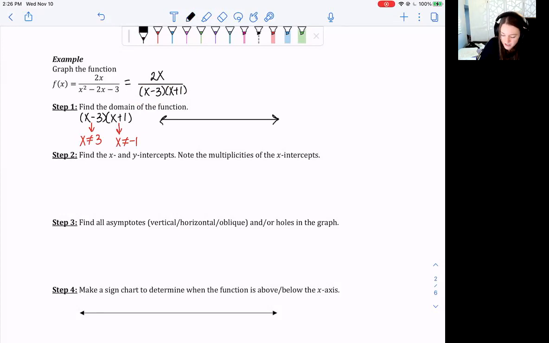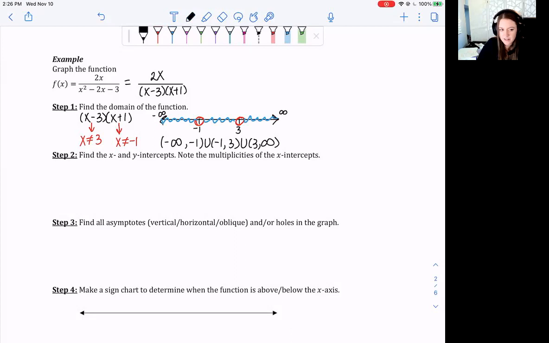Writing this in interval notation, we are excluding -1 and we are excluding 3. So in interval notation, we have -infinity down there, +infinity up here. -infinity to -1, we pluck -1 out. Then we go from -1 to 3, and we pluck 3 out. And then we go from 3 to infinity. So that is our domain. It's just where the denominator is equal to 0, we take those values out.